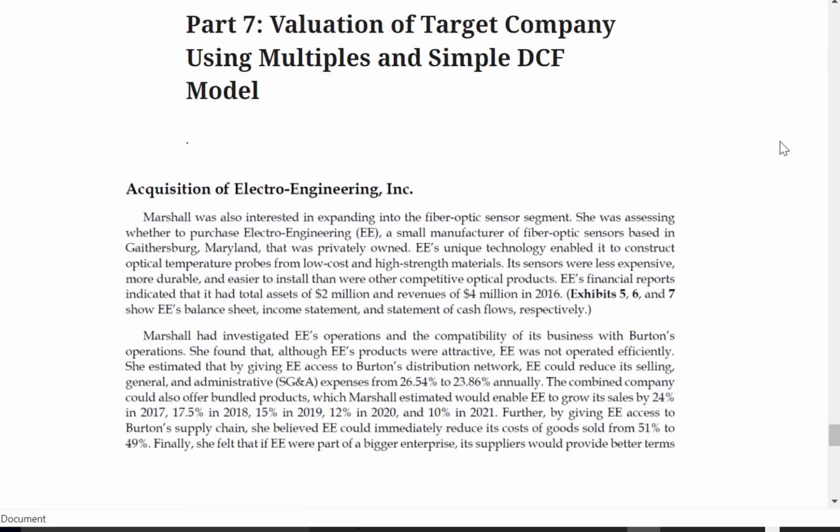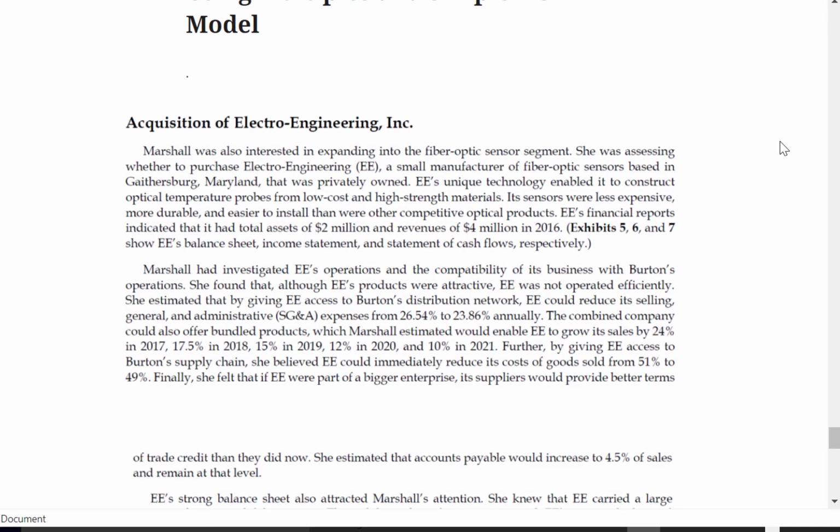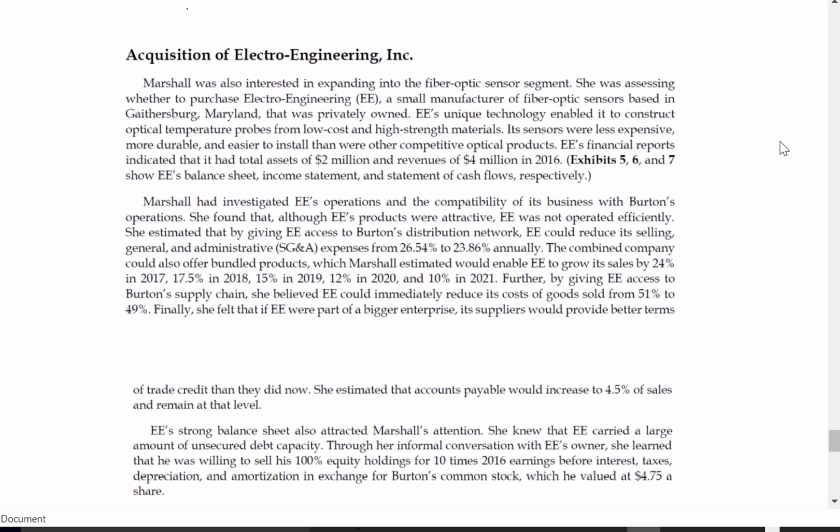So we're supposed to be looking at acquiring this company called Electro Engineering. Okay, and the key thing here is that you're allowed to buy this company at 10 times EBITDA. Okay, we're going to buy it at 10 times EBITDA. Is it worth doing?